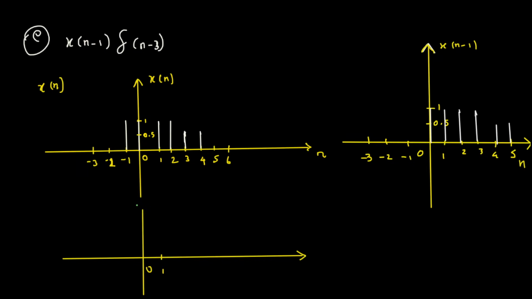You can show δ[n], that's going to be 1 at 0, and then δ[n-3] moves to 3. But I'm just going to put it right away, that reduces one of the steps. Now this is going to appear at 3.